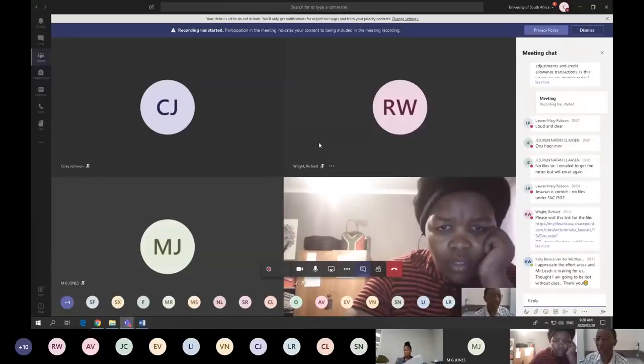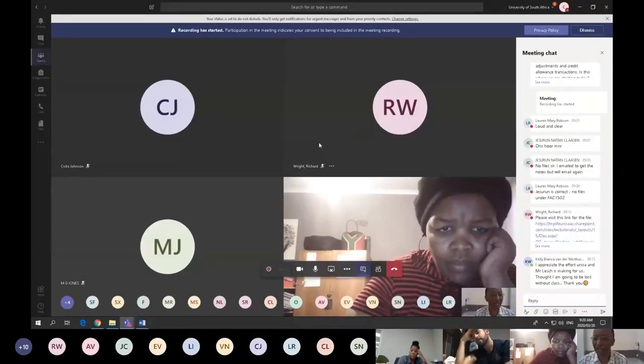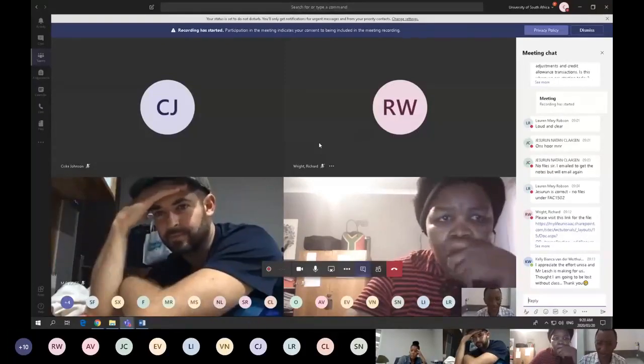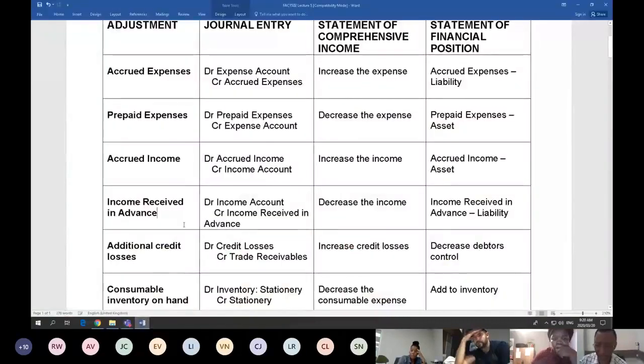So we are working with a financial year that has ended at the end of December. But if you have received January's rental during the month of December, you have actually received money too much, and that is then classified as income received in advance.